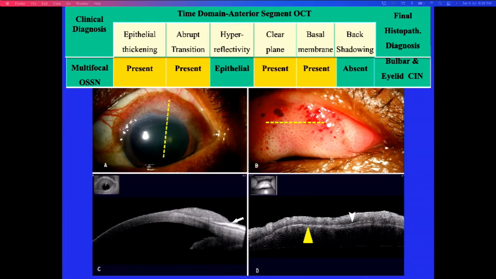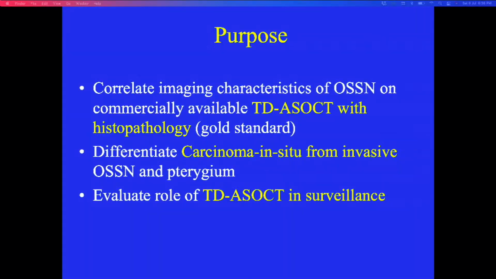So once you've done your ASOCT, how do you ascertain what is the gold standard? Now we thought that we'll do histopathology. In this particular lesion, of course, we could only get the histopathology of the limbal lesion, but there seemed to be an understanding that maybe it's worth doing as a prospective study, and that led us to this particular study, in which we took patients prospectively and used the time domain ASOCT with histopathology as the gold standard.